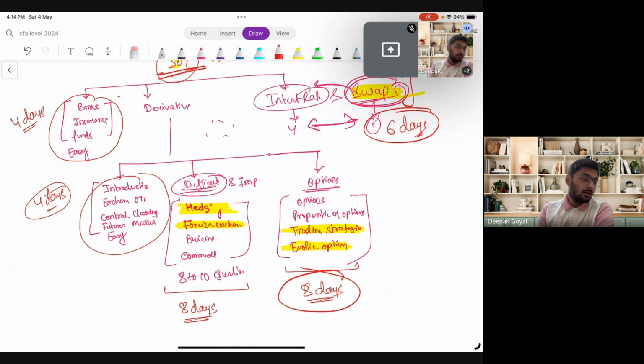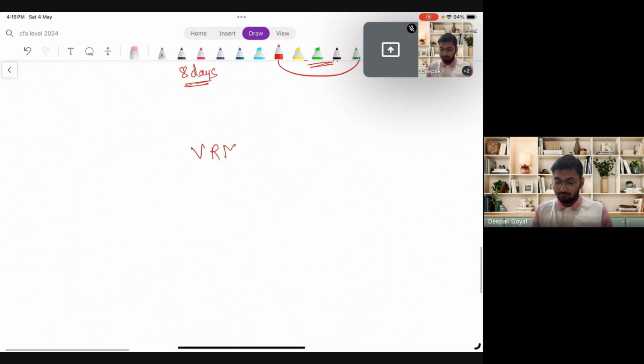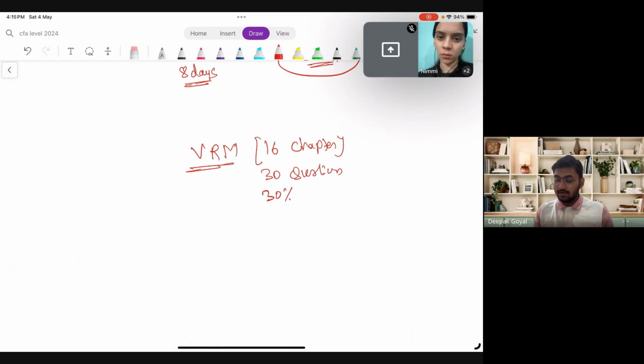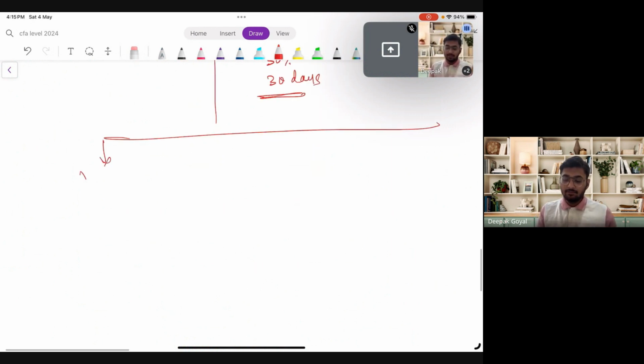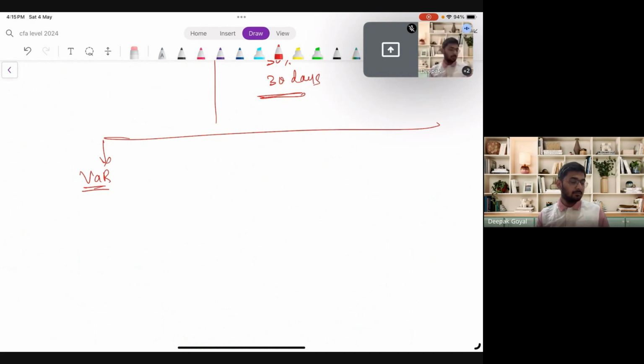Okay. Now, last but not the least, very important, that is valuation and risk models, VRM. It includes 16 chapters, 30 questions in the exam, 30% weightage, and 30 days to prepare for the exam. Clear? How I'm going to divide it: the first segment is very clear, VER, which includes 3 chapters. So out of 16, you see 3 are already cut down. Clear?